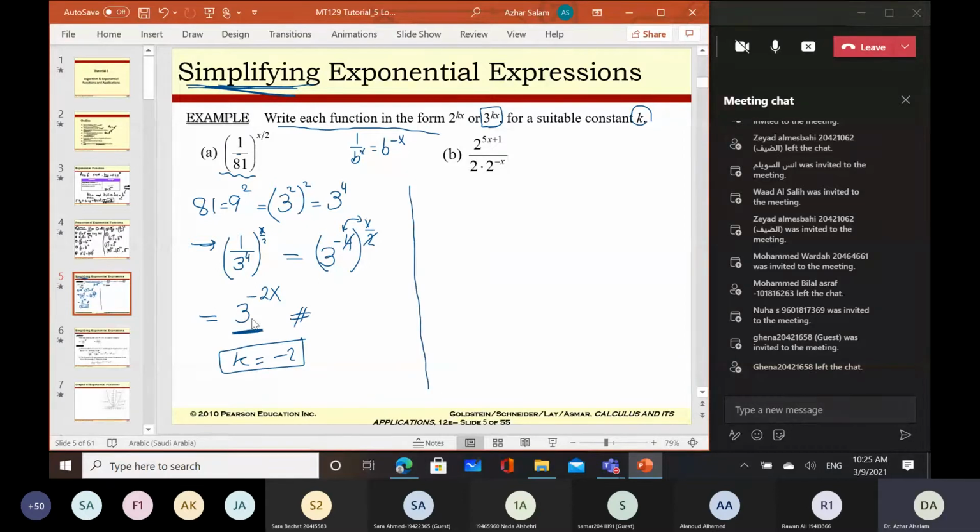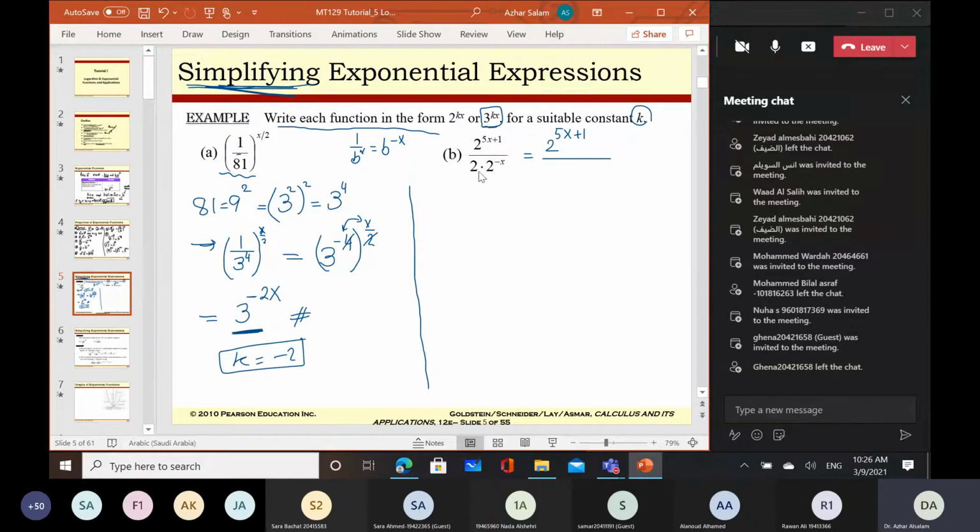Okay, the most important thing in this example is that I reached the required final form. In the same way, I will simplify this function. I notice here that I have the same base in the denominator and the numerator. So first, I will simplify here. I will write the same numerator here, 2 to the power 5x plus 1, nothing changed here.